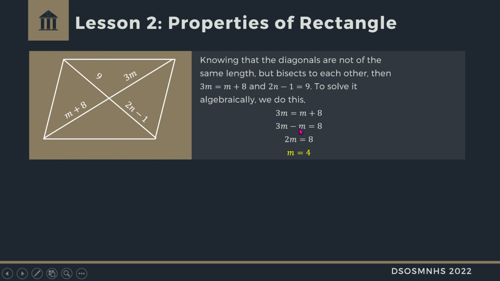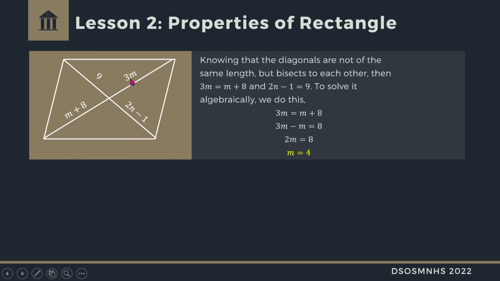So 3m minus 1m, understood that when the variable doesn't have any constant, the automatic constant is 1. So 3 minus 1 is 2m equal to 8. To solve for m, divide by 2 both sides. So 2m divided by 2 equals 8 divided by 2. Therefore m is 4. So if m is 4, we can check the exact measurement of the bisected segment.